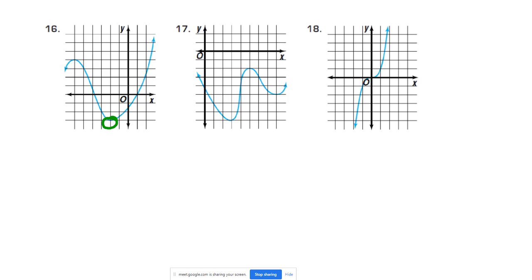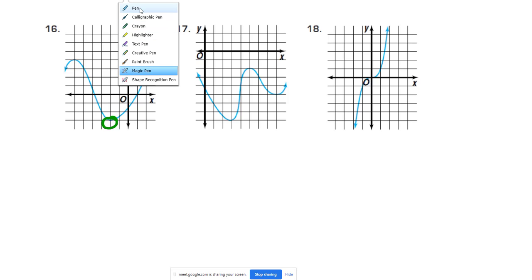The other thing is, let me get back to regular pen here. Oh, what did I do? Got stuck on my... Get back to regular pen.